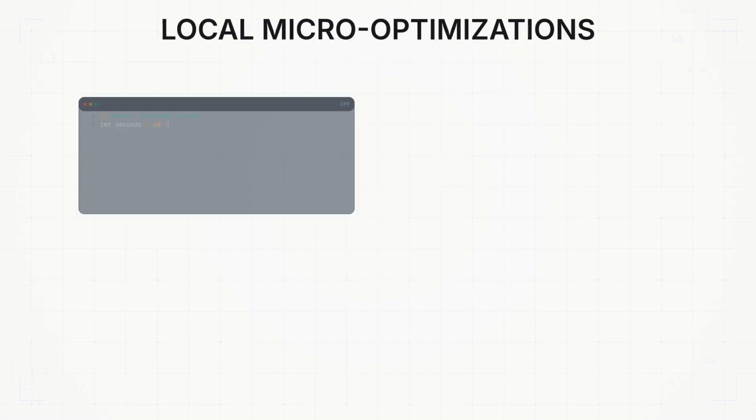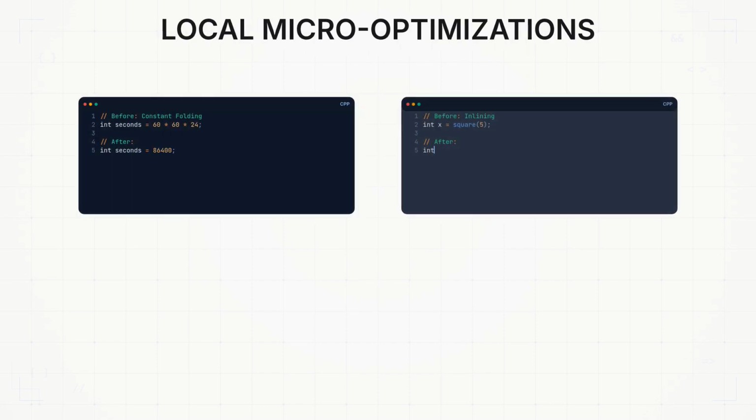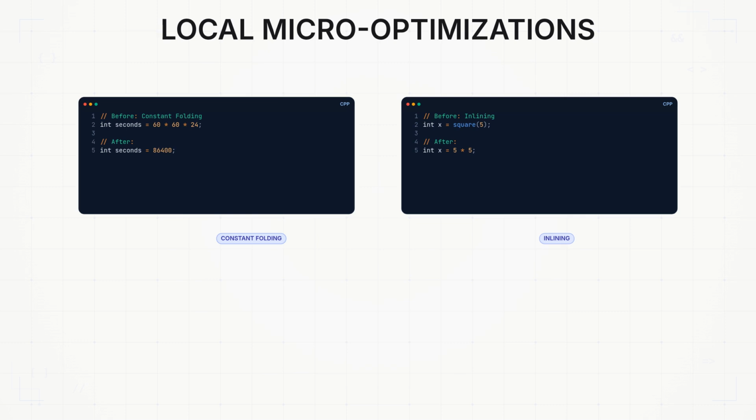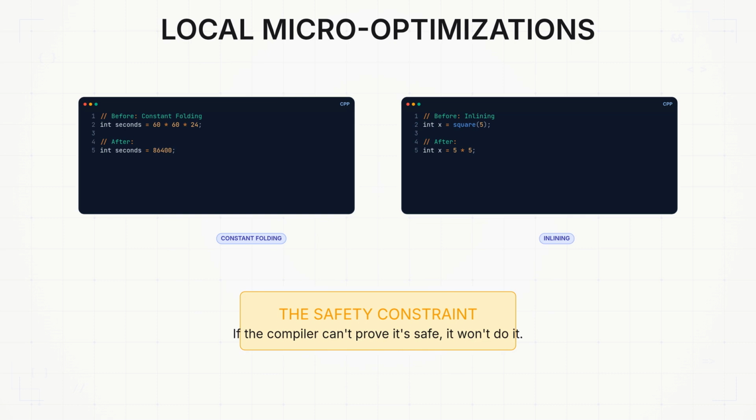To understand the limits, we must first appreciate the strengths. Compilers excel at micro-optimizations. Take constant folding. If you write 60 times 60 times 24, the compiler replaces it with 86,400 at compile time. Then there's function inlining, which removes the overhead of a function call by pasting the code directly into the caller. These are local optimizations. The compiler analyzes a small window of code, proves that a change is safe, meaning it won't change the program's behavior, and applies it.